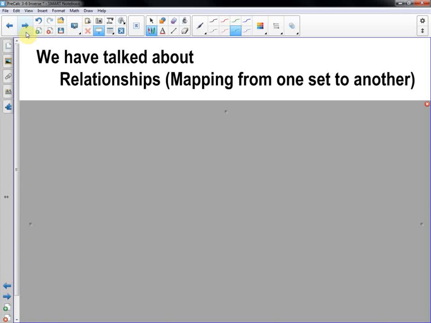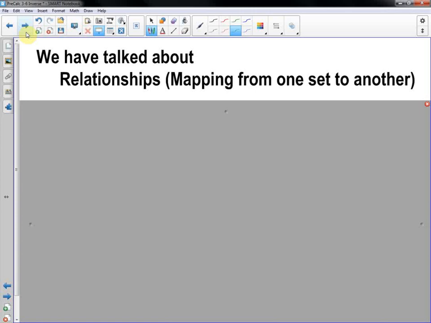So we talked about relationships, which is just a mapping from one set to another set. This could be something like x's to y. It could be something like shoe size to height. It could be any group from one set to another set. Right? I think when we talked about this in Algebra 2, last year, we started off talking about movie stars and the movies that they've been in, right? And that's a set to another set. So that's a relationship.